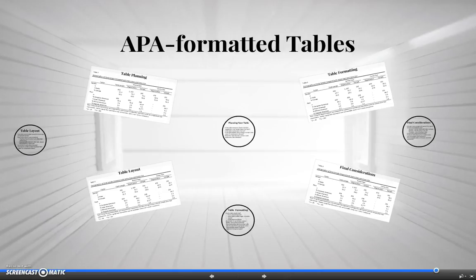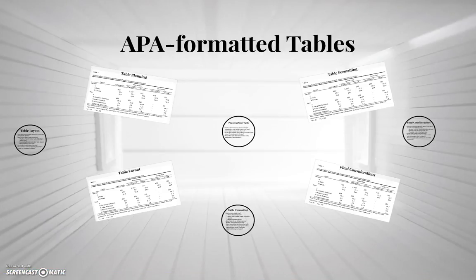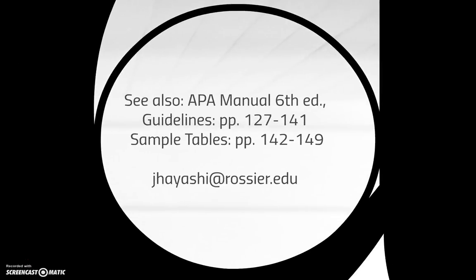I hope this was helpful. Remember that you can rewatch the video in part or in whole if you missed something or just need a periodic refresher. This video has a fairly comprehensive summary of table conventions, but if you'd like more information, you can check out pages 127 to 141 of the APA Manual, 6th edition. The manual also has plenty of sample tables in pages 142 to 149.